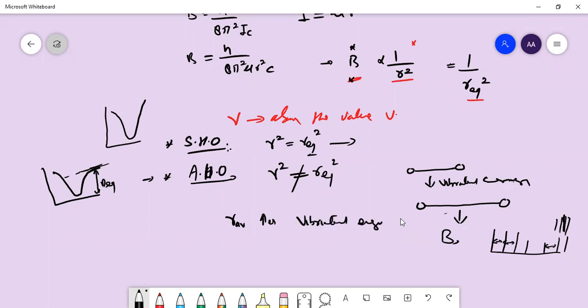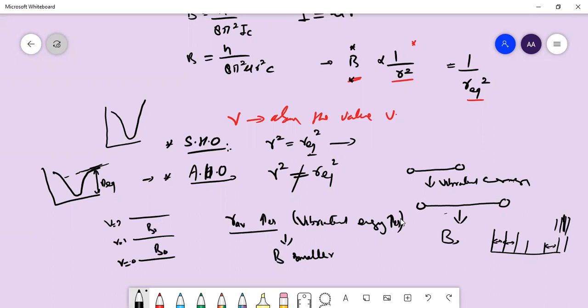So it means if you increase the vibrational energy, the average bond length will increase, which means the value of B will be smaller. If we have a number of energy levels, as you go from V equal to 0 to V equal to 1 and V equal to 2, the value of B will decrease and decrease as you increase the vibrational quantum number. So I can say B0, B1, B2, the value of B will decrease in this way.